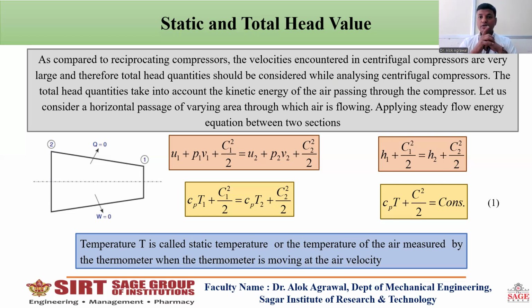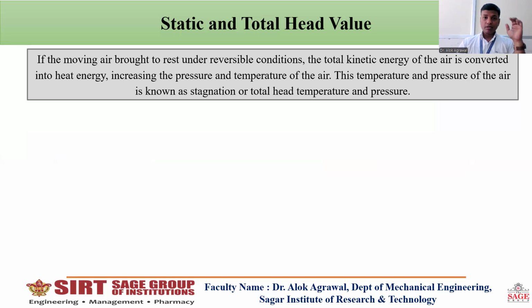So this is the main difference between static and stagnation values. Static values are those in which the measuring instrument travels with the flowing fluid at the same velocity, and there is no relative motion between them. But in stagnation, the measuring instrument remains stationary, and the kinetic energy of the flowing fluid is taken into account. Now let us move forward. It is written here that if the moving air is brought to rest in a reversible condition, the total kinetic energy will be converted into heat energy, thus increasing the pressure and temperature of the air.